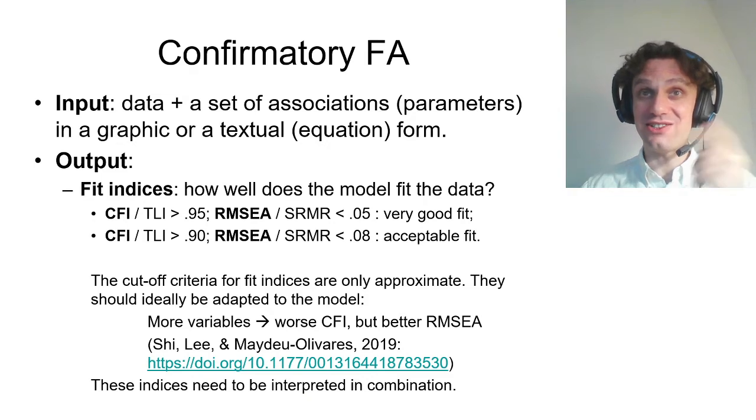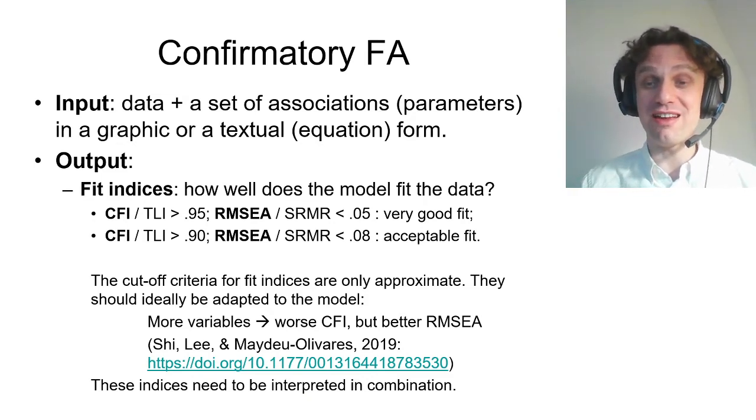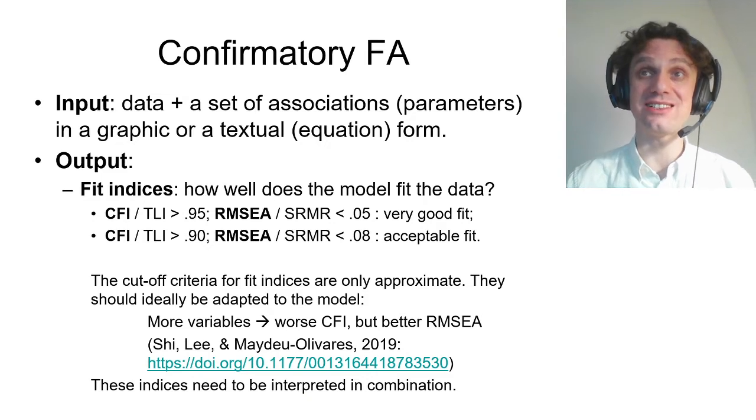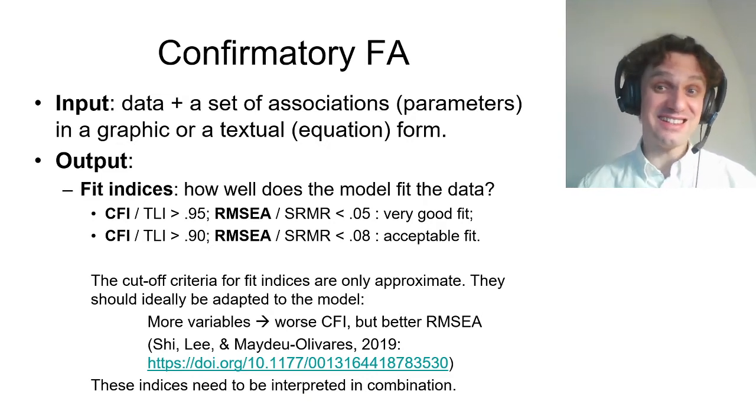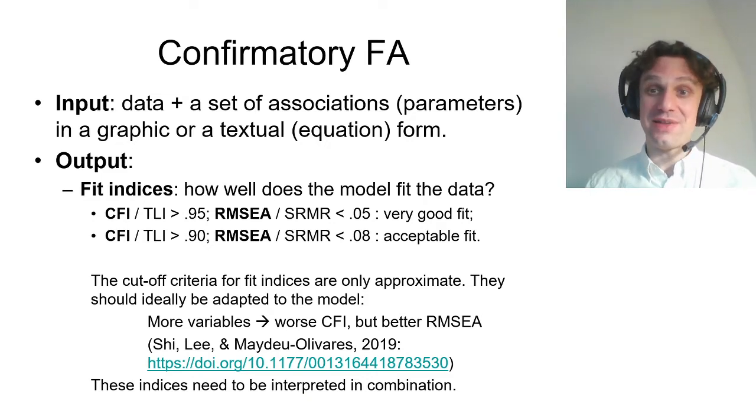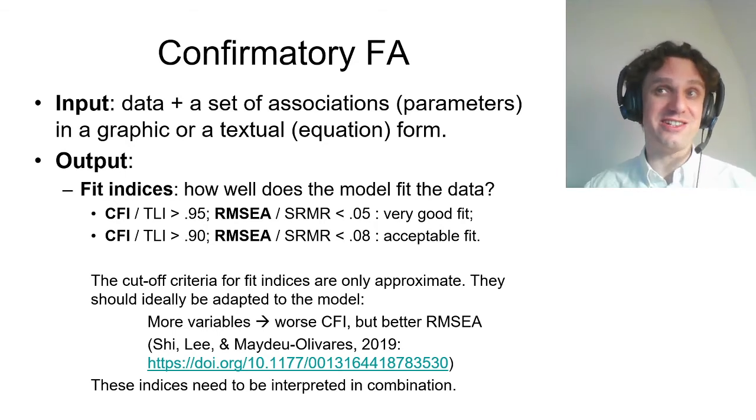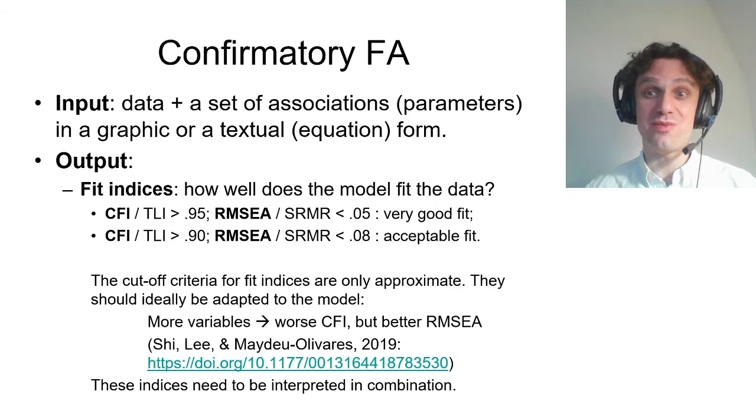And for the other 2 indices, RMSEA and SRMR, root mean square error of approximation and standardized root mean residual, basically these are residuals, unexplained associations. So the smaller they are, the better. And if RMSEA and SRMR are below 0.05, it's a very good fit. And if they are below 0.08, it's acceptable.